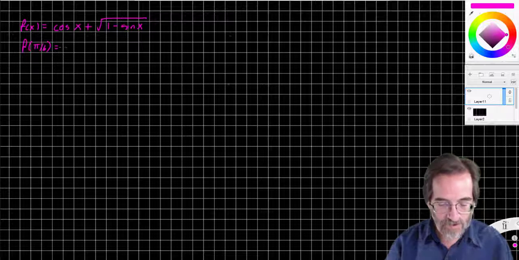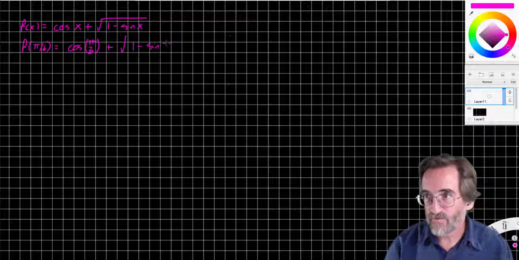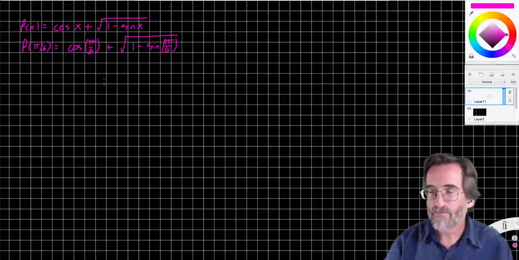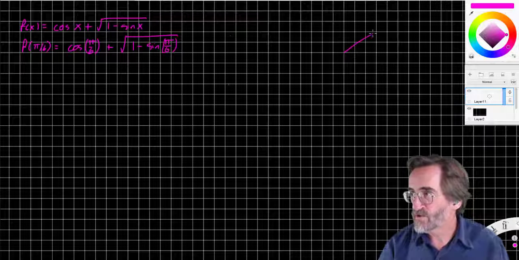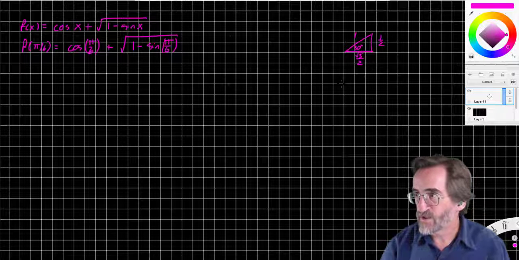So the unit circle is going to play a big role here. Cosine pi over 6 plus the square root of 1 minus sine pi over 6. Let's use the unit circle here. I'm just going to draw the triangle with radius 1. Pi over 6 corresponds to 30 degrees, so it's the 1/2 and root 3 over 2 side lengths. This is sine pi over 6, and this is cosine pi over 6.